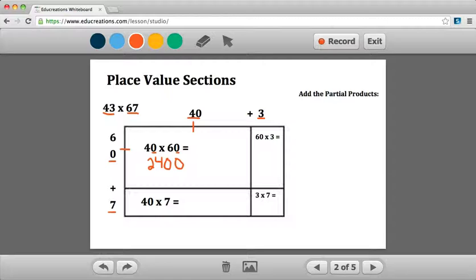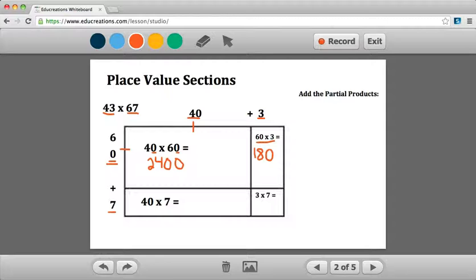Here you are going to take 60 again. And you're going to go all the way down to the back and you're going to line it up with 3. So you have 60 times 3. And we know that 6 times 3 is 18. And we can see that there's 1 zero, so then we add a 0. So you end up with 180.